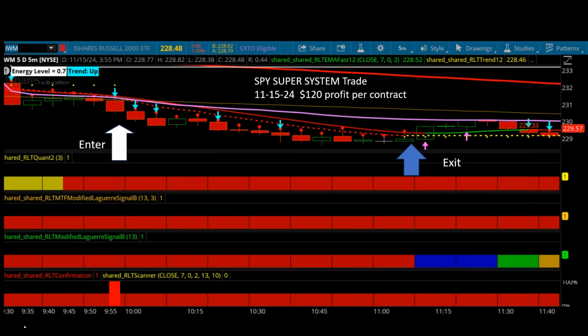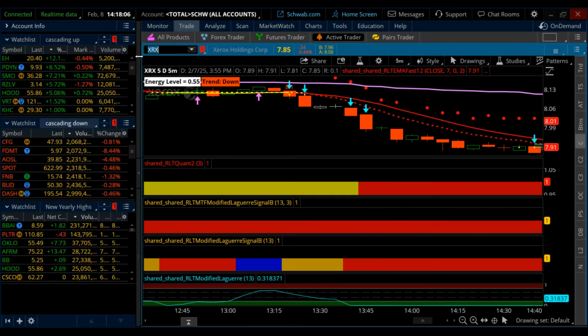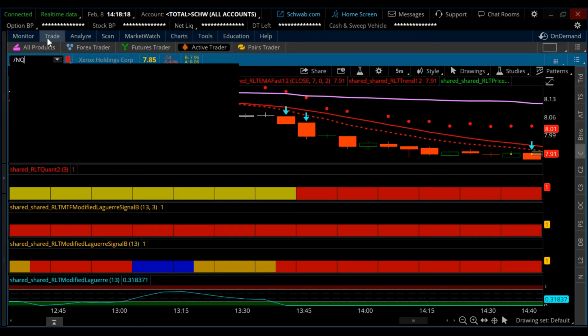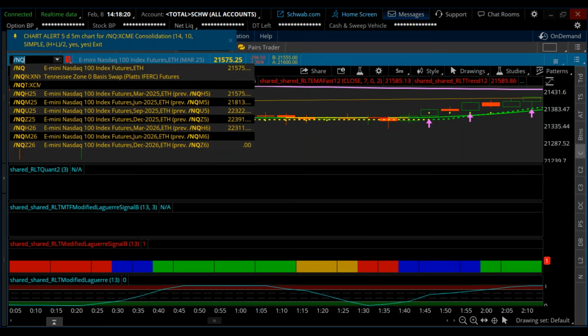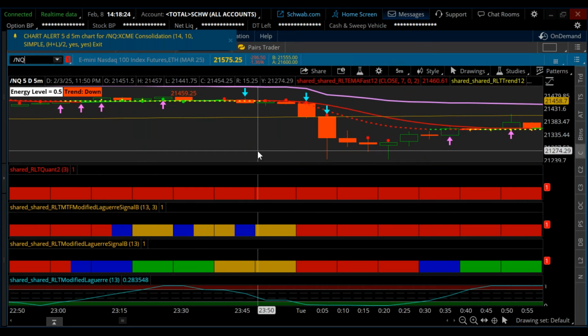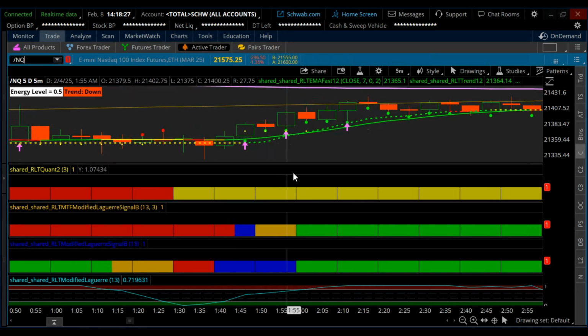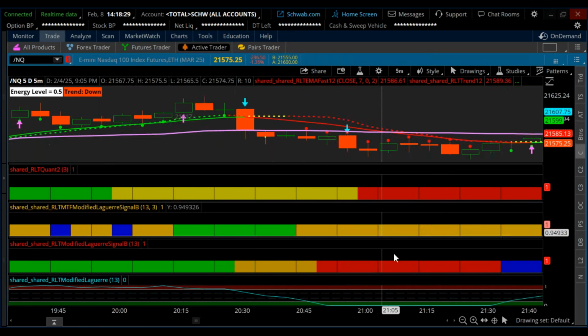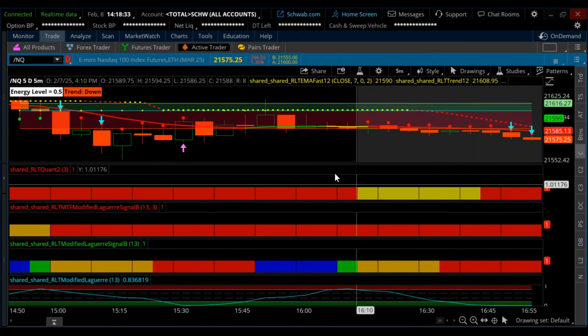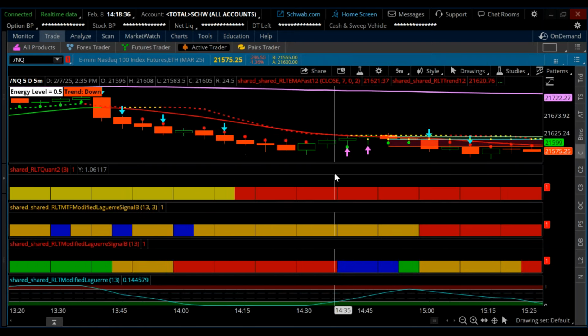Let me just do this quickly here. Let me pop this out of the way. You wanted to see NQ. All right, so here's the NQ. So it's the futures. Here's the futures from yesterday. Whoops, I'm going to move this forward here. Back a little too far. All right, so here's the futures from yesterday.